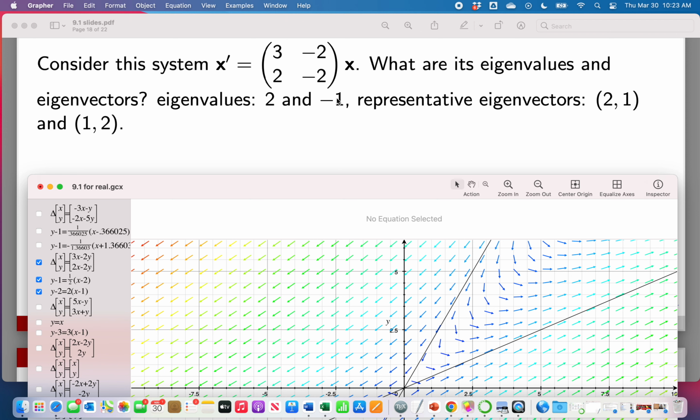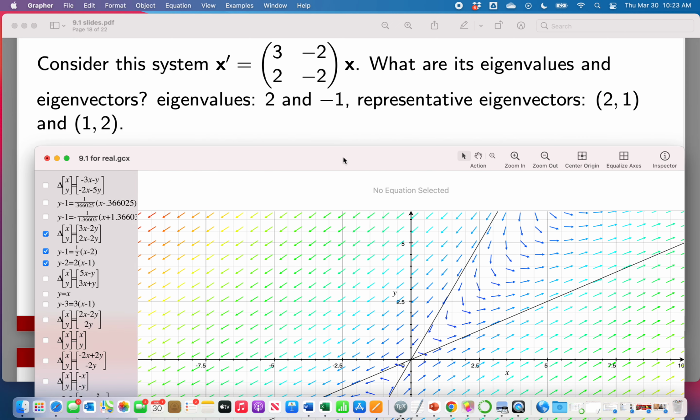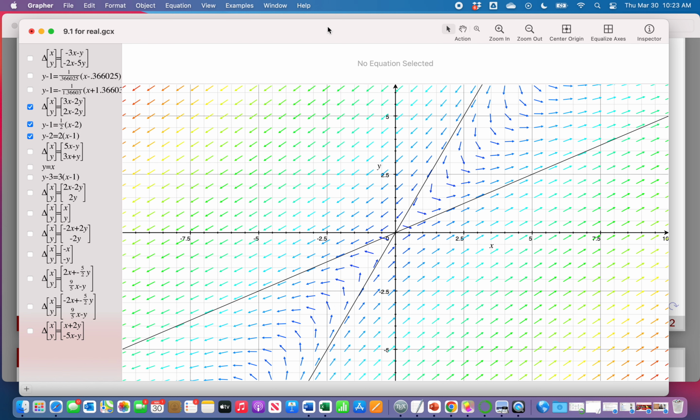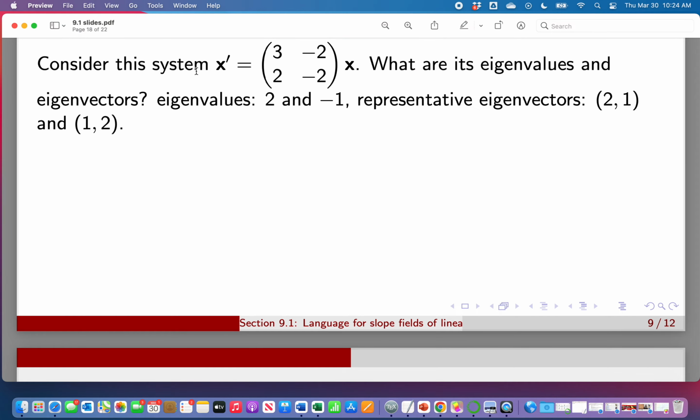2 is bigger than -1. So whenever you have real eigenvalues that are different, the bigger eigenvalue, its eigenvector will be dominant and draw things to it. And the other eigenvector line will sort of be a repellent. It'll shoot things away from it. This is called an unstable saddle. So the origin is an unstable saddle point in this example.